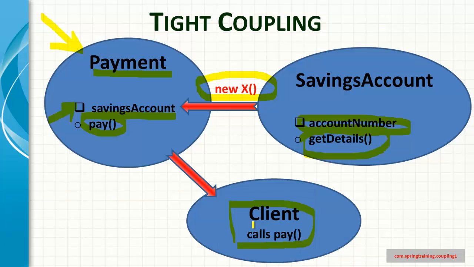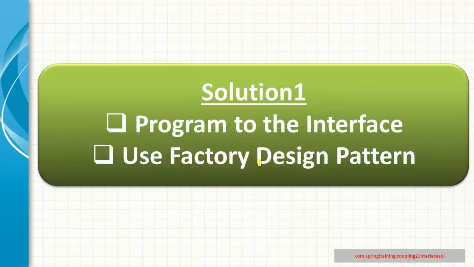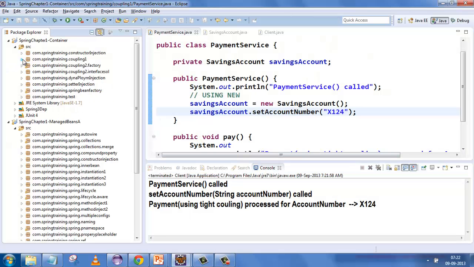That's tight coupling. How do we resolve this problem? There are two solutions provided in core Java. Nothing to do with Spring. These are all core Java concepts. It says program to interface, and it says use factory design pattern, right? So let's see the first solution, how we work it out. The first solution is program to interface.